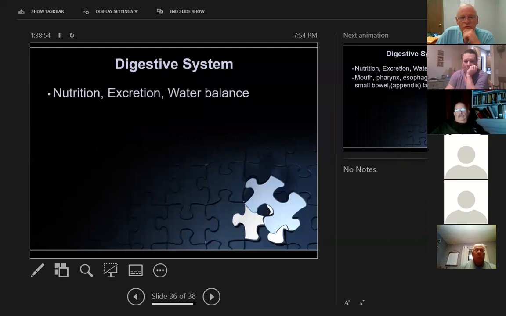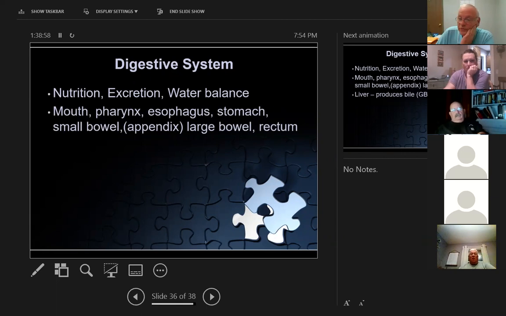Digestive system, again, nutrition, excretion, water balance, all the obvious things. Starts in the mouth and the pharynx. We're not going to eat through our nose this time, like we did with the respiratory system, right? The epiglottis I didn't put on there because it doesn't cover the esophagus. It covers the larynx, so we go right to the esophagus, which dumps into the stomach. All that stuff is happening in there.